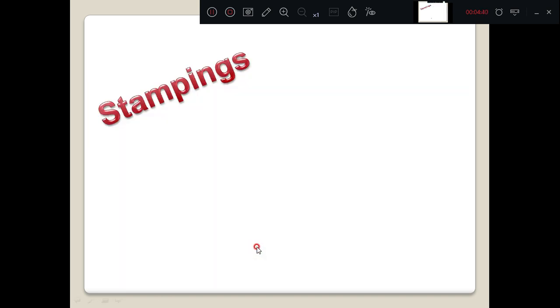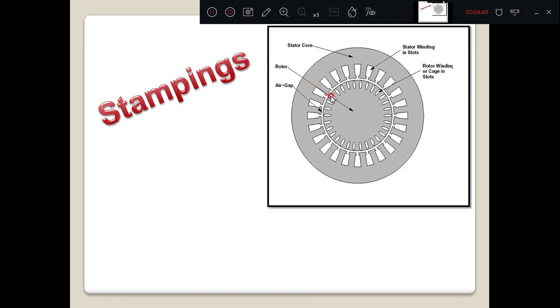I told you that the rotor and the stator are made up of laminations to minimize the eddy current and hysteresis loss. You can see here, this is a rotor slot lamination. Then here there are slots embedded. Here we are placing the rotor conductors.